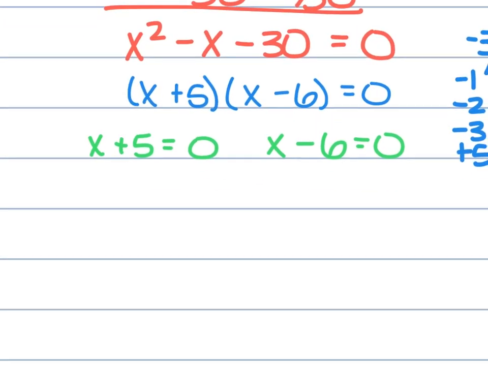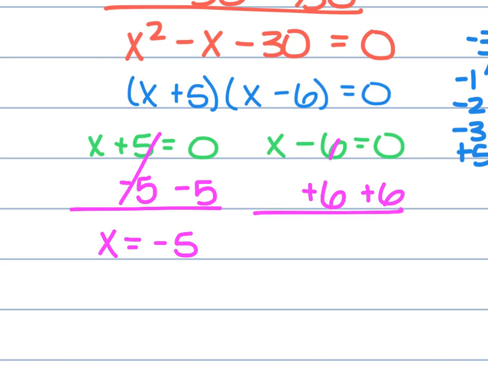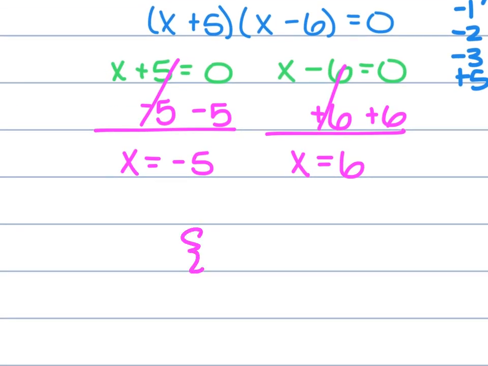Solve for x for both. For the x plus 5 is equal to 0, we're going to subtract 5 from each side. So x is equal to negative 5. And the x minus 6 is equal to 0. We're going to add 6 to both sides to get that x is equal to 6. So this is the solution set of negative 5 and 6.